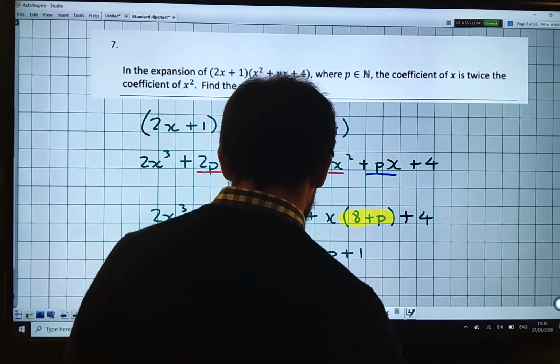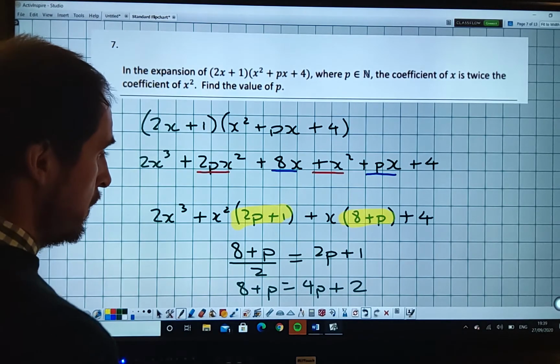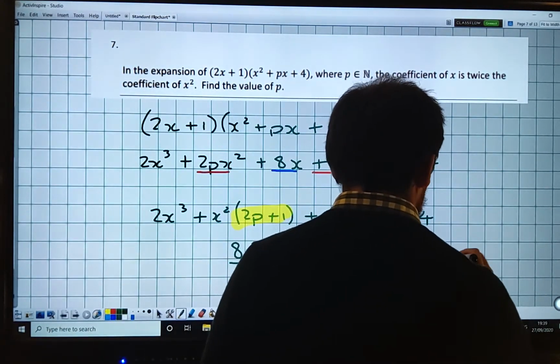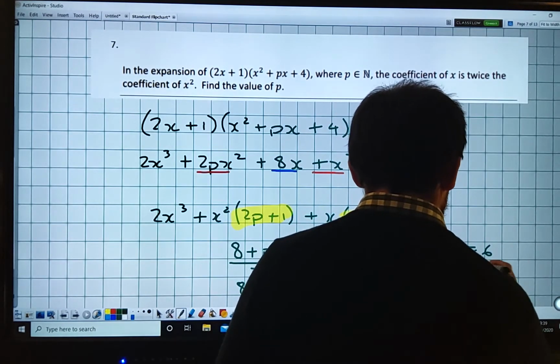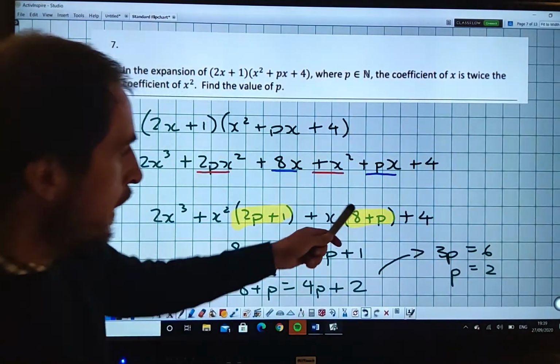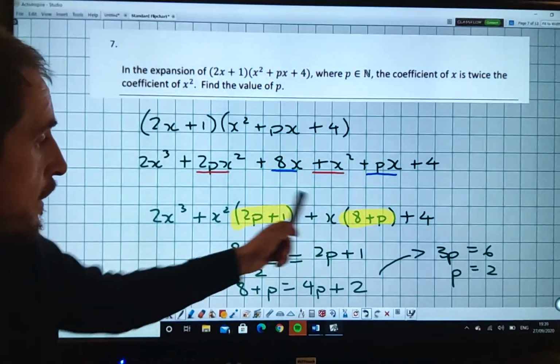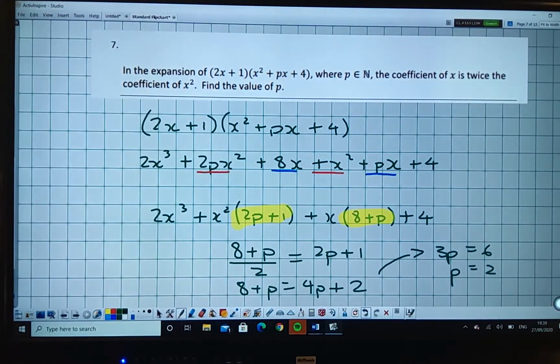And what I'm going to get then is, so that leads me to say 3p is equal to 6, so p is equal to 2. Let's see if that's right. 8 plus 2 is 10, 2p is 4 plus 1 is 5, 10 is twice 5. That's all there is to that.